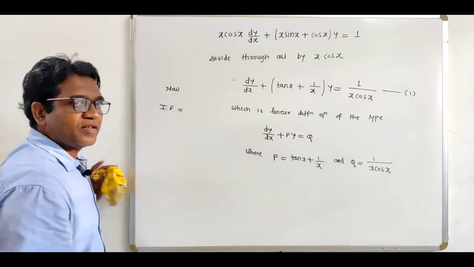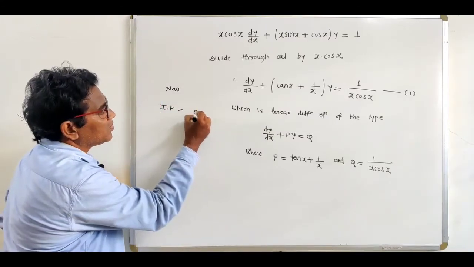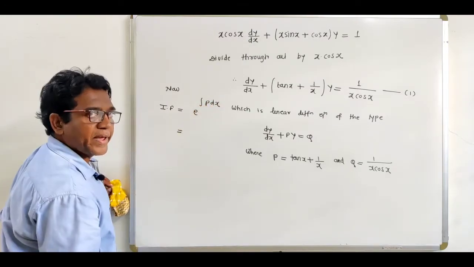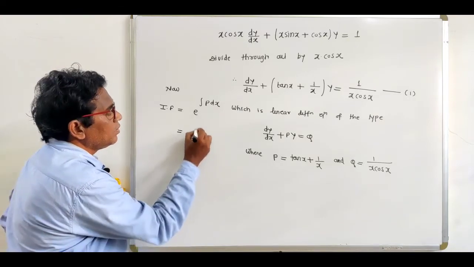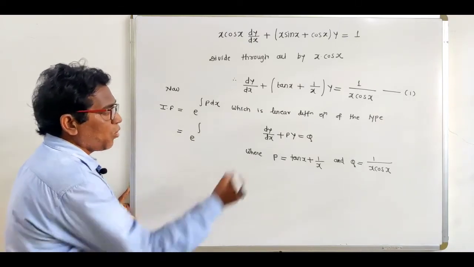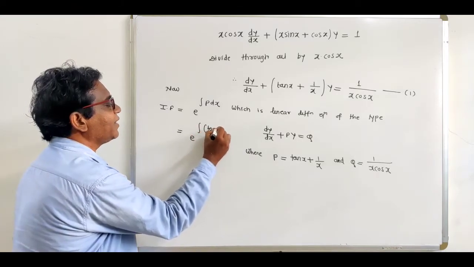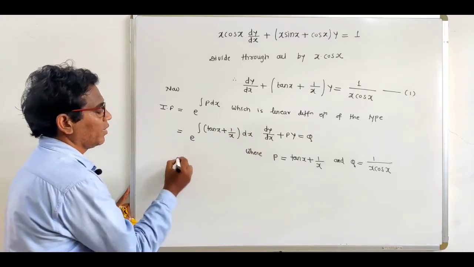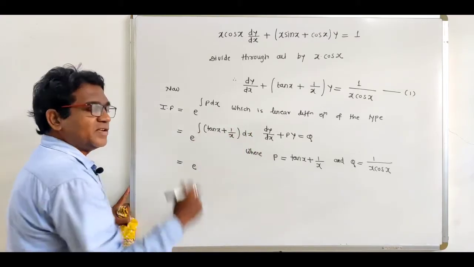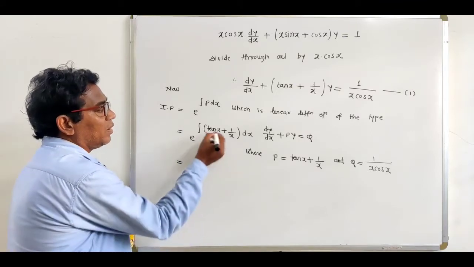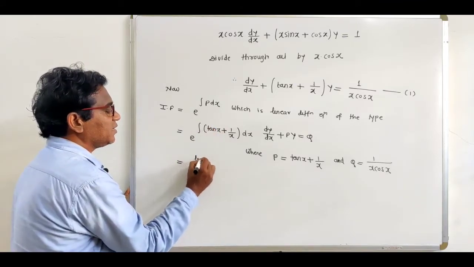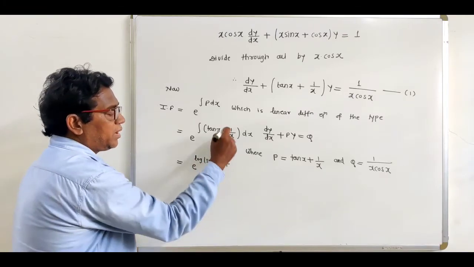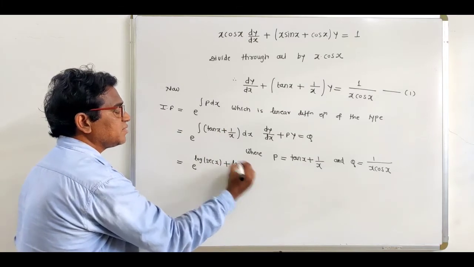Integrating factor is equal to, this is the formula for finding the integrating factor, e raised to integral P dx. So this is e raised to integral, now what is P? P is tan x plus 1 upon x dx. So find out this integral. This is e raised to, now integration of tan x is log sec x, plus integration of 1 upon x, which is log x.